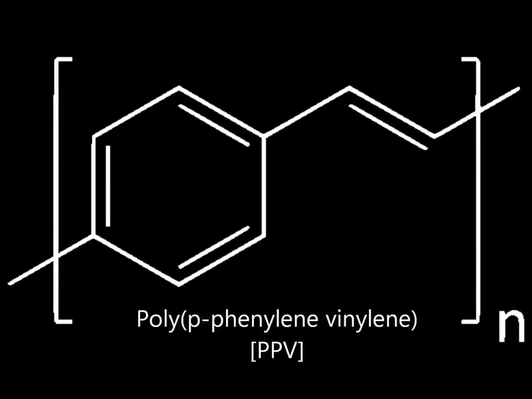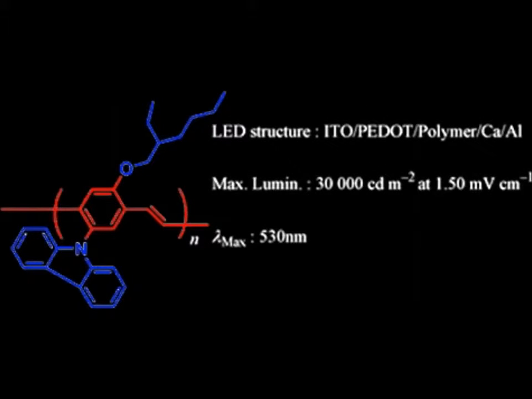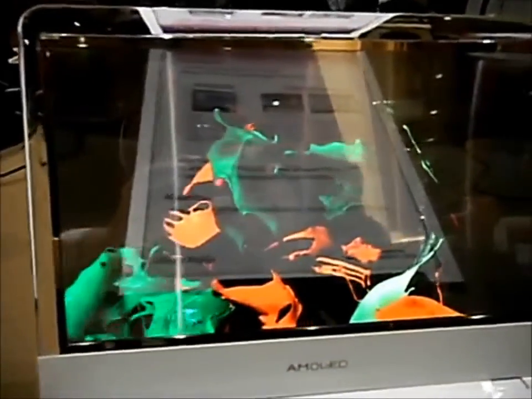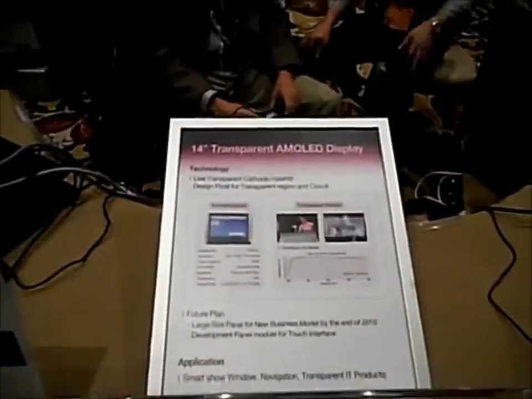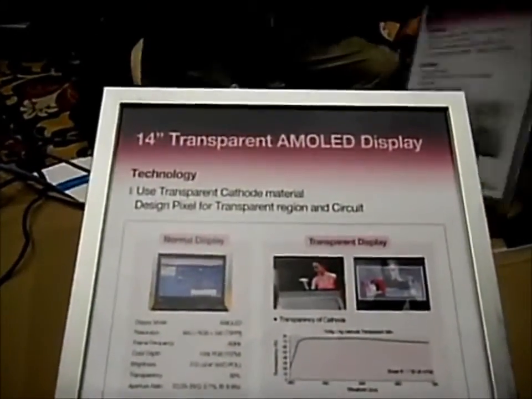PPV derivatives are commonly used in OLED technology. These derivatives have different functional side chains which control the colour that is produced. In the future, we will probably see more OLED devices, and this is due to their useful properties such as low power consumption, which makes them perfect for battery-powered devices.